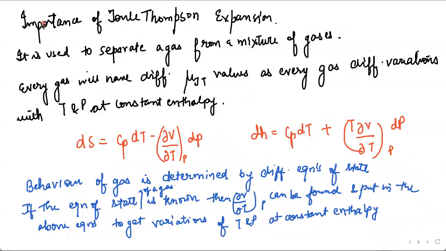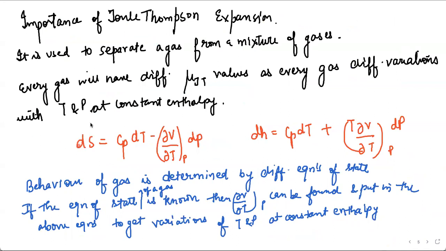And then what is the importance of this Joule-Thomson expansion? It is used to separate a gas from a mixture. Every gas will have a different value of the Joule-Thomson coefficient because the variations with temperature and pressure at constant enthalpy are different for every gas.